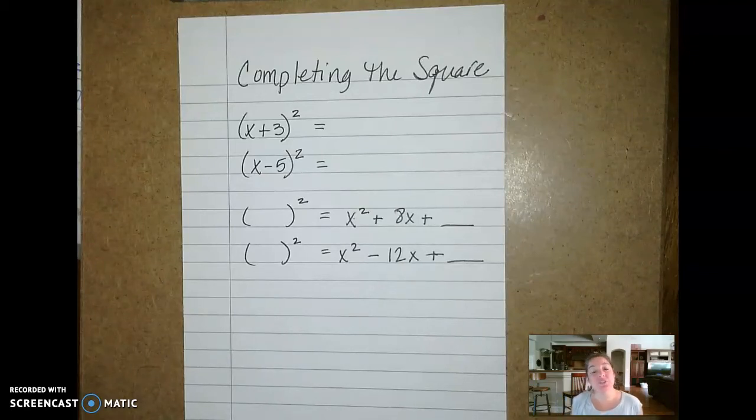So today we're going to complete the square. Completing the square is really super helpful to find the vertex. It's also really helpful to graph your quadratic equations, and especially for when we start doing the quadratic formula. So we're basically going to be doing what we did yesterday, but backwards.